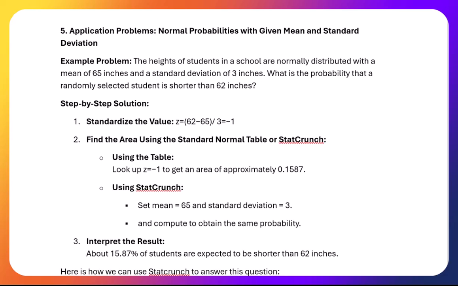Interpretation of the results: 15.87% of students are expected to be shorter than 62 inches. But let me show you how you could have done that easily without doing any calculation, without using the table. We have the mean 65, the standard deviation is 3, and we want to know the probability that students will be shorter than 62.